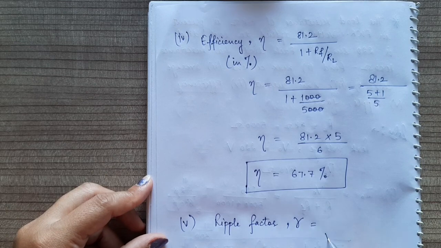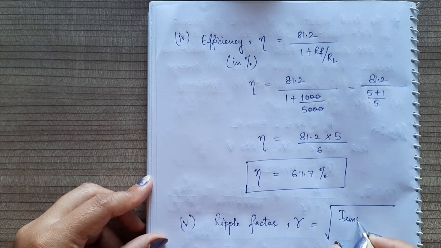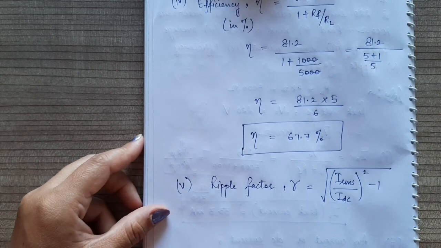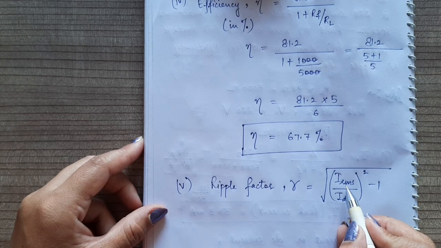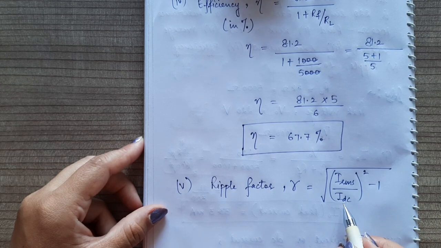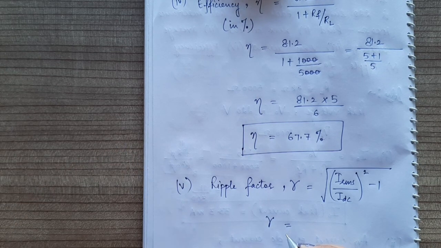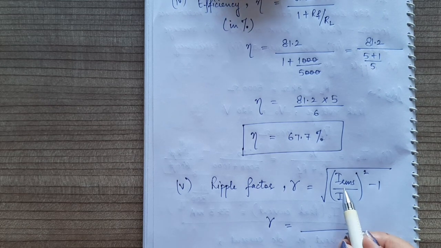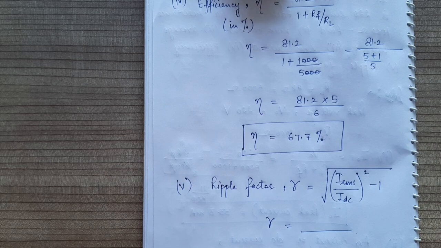Gamma is the square root of (root mean square current over IDC) whole square minus 1. We have already calculated IRMS and IDC. Put the values of IRMS as 23.59 and IDC as 21.22. After putting the values of IRMS from the third part and IDC from the second part, calculate this gamma, that is the ripple factor.